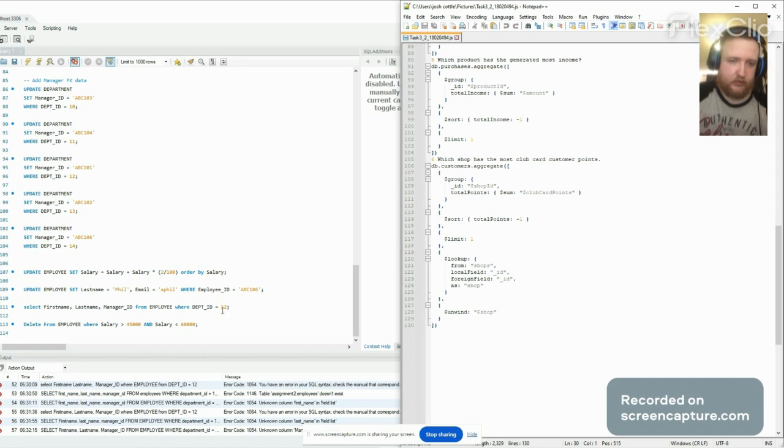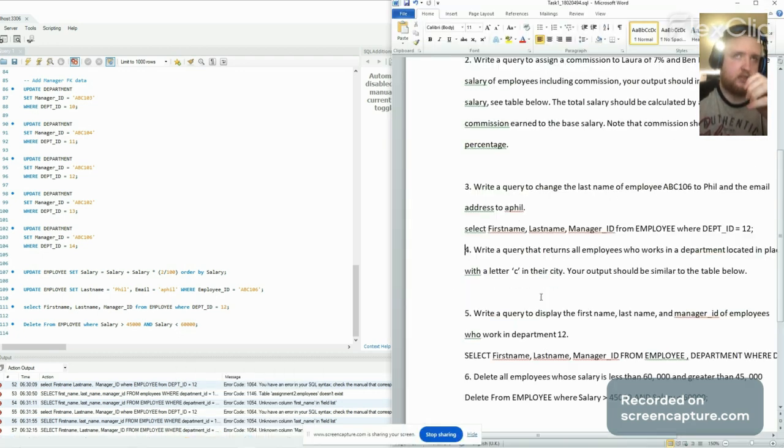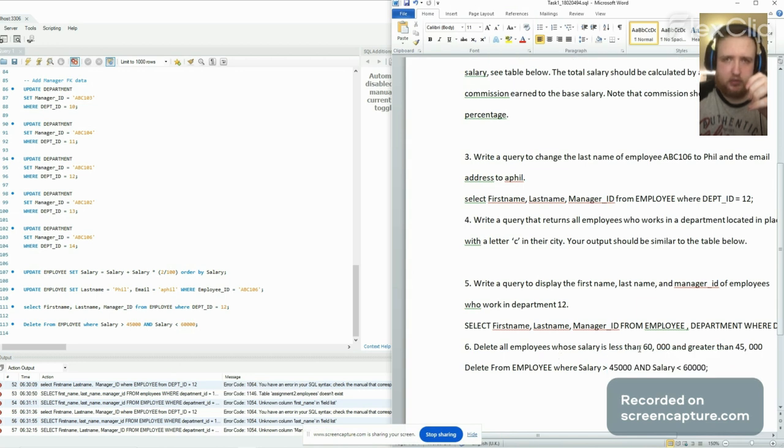That's how that works. Number 6 is where you're trying to delete all employees who either have under 45,000 or... I can bring it up again. There it is. Delete where salary less than 60,000 or greater than 45,000. So it's like salary greater means it's trying to go further away, or less than 60,000, so it's like going towards.